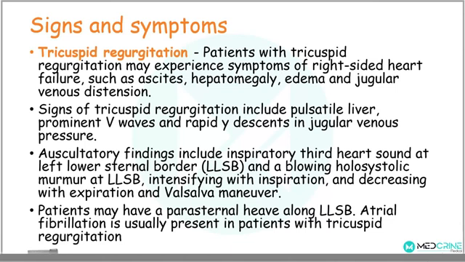Auscultatory findings may include an inspiratory third heart sound at the left lower sternal border and a blowing holosystolic murmur at the left lower sternal border, intensifying with inspiration and decreasing with expiration and Valsalva maneuvers. So these patients may have a parasternal heave along the left lower sternal border. Atrial fibrillation is usually present in patients with tricuspid regurgitation.